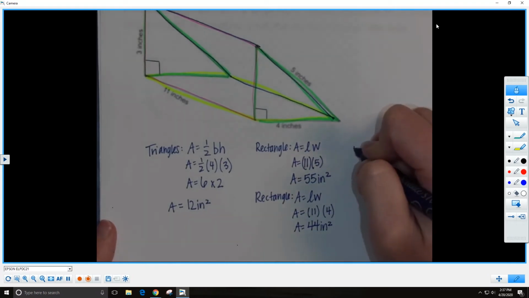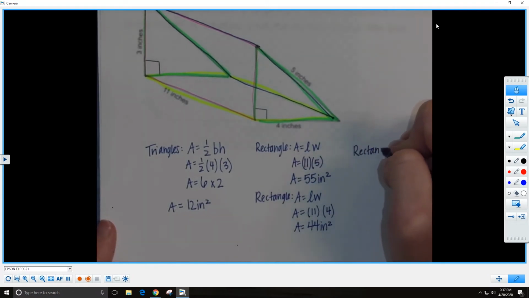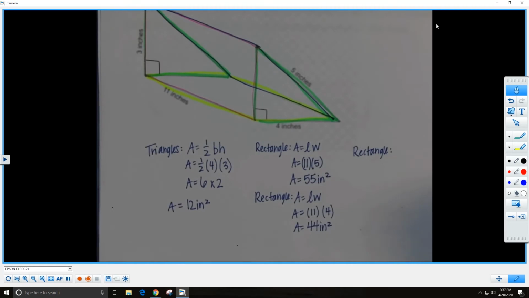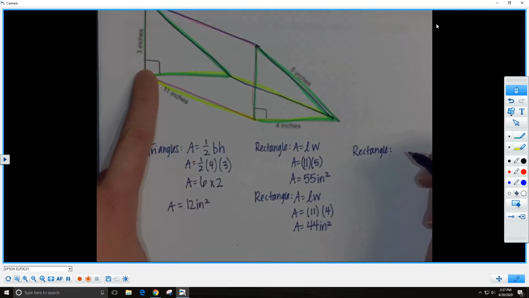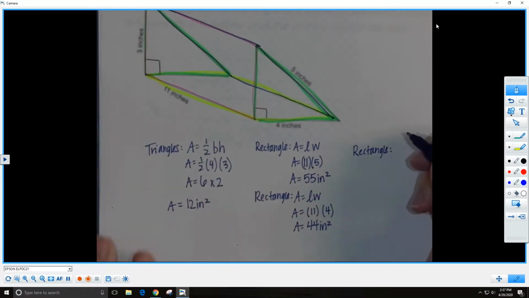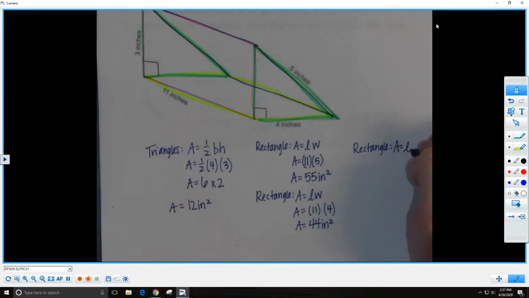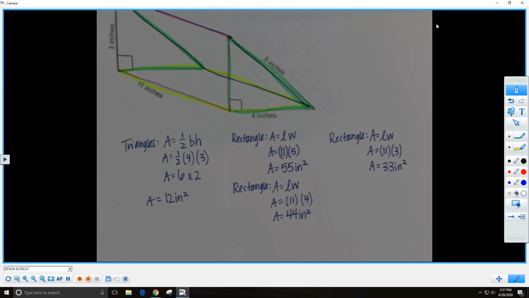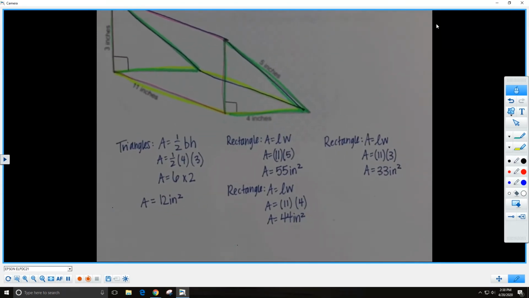And then we do have another rectangle. And remember that the dimensions of that rectangle were 11 by 3. That's the one I tried to do in pink there. So again, we're going to use length times width. And we just said that this one was 11 by 3. 11 times 3 is 33. So that one had an area of 33 square inches.